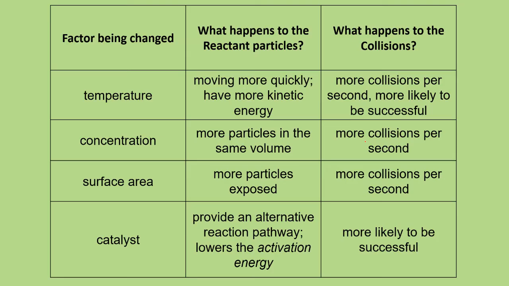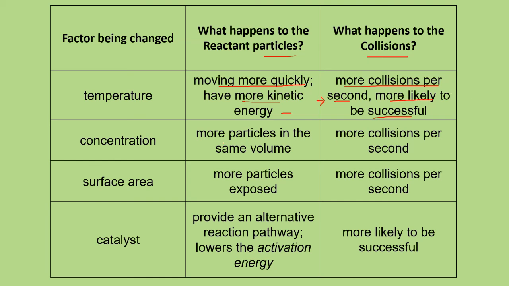All right, so when we're explaining rates of reaction, we need to talk about particles and then how that relates to collisions. So if we talk about temperature, then the particles are moving more quickly and they have more kinetic energy. So therefore, if we increase the temperature, there will be more collisions per second and they're more likely to be successful. Okay, so we need to mention particles, what happens to the particles, and then what happens to the collisions per second. Or we can talk about frequency of collisions, but we have to relate it to time because we're talking about rate. So therefore, in this case, the rate would increase.